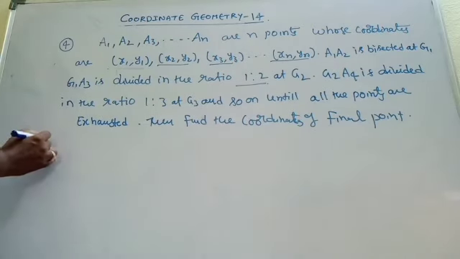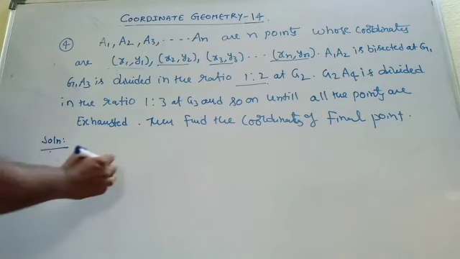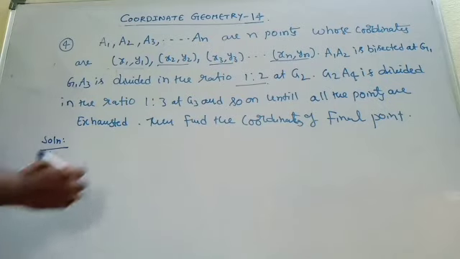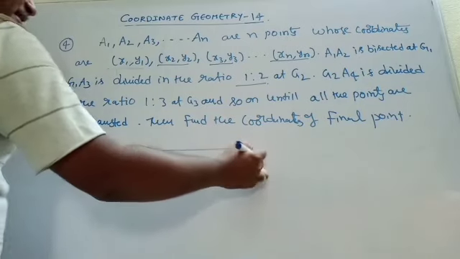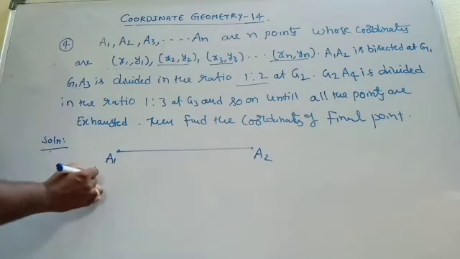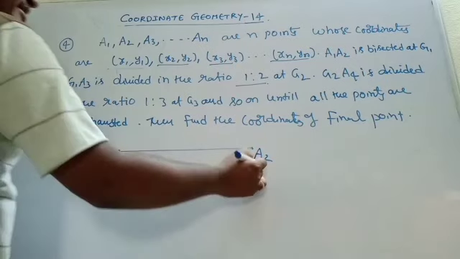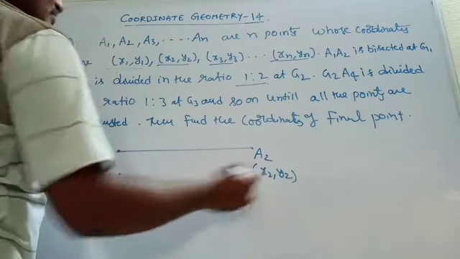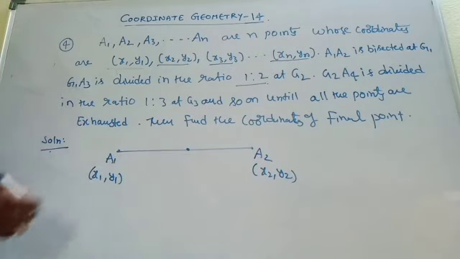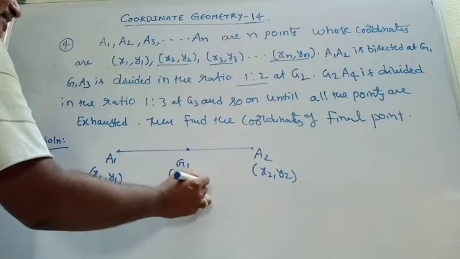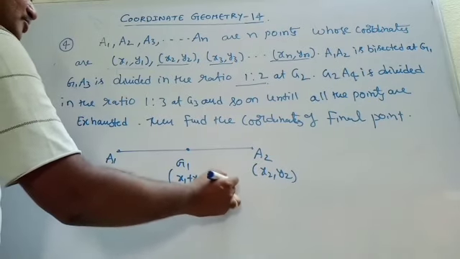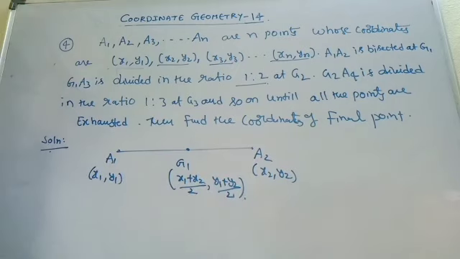Right, my dear students, while doing this we will get more clarity regarding this problem. First, A1A2 is bisected. A1 is (x1, y1) and A2 is (x2, y2), and it is bisected at Z1. The coordinates of Z1 are ((x1 plus x2) by 2, (y1 plus y2) by 2). Z1 we have got, right, my dear students?